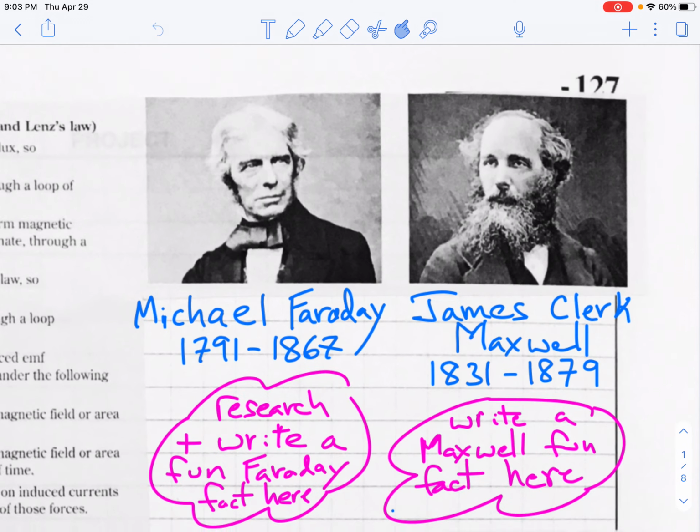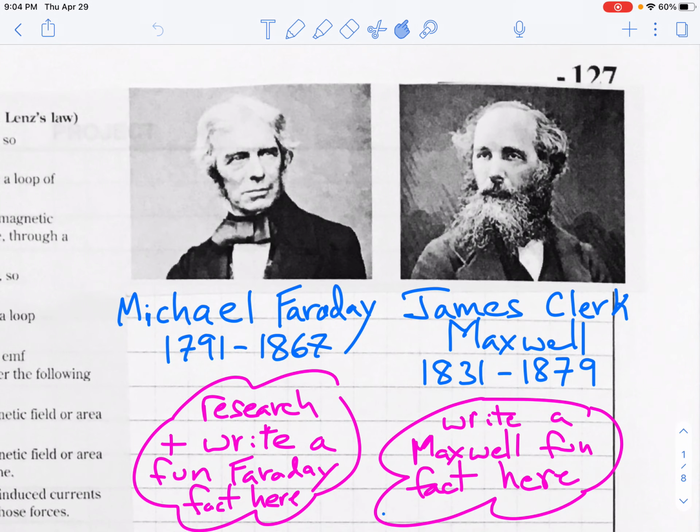At the top here, Michael Faraday on the left, James Clerk Maxwell on the right. Research each of them a little bit and write me a fun fact. I always like seeing the diversity of little fun facts that you guys can come up with.